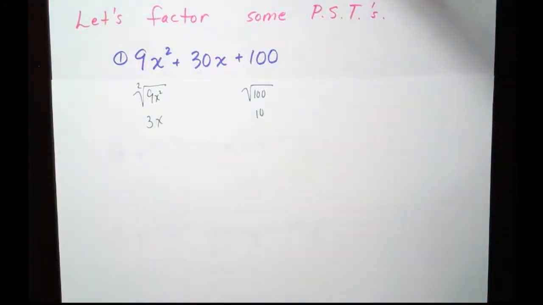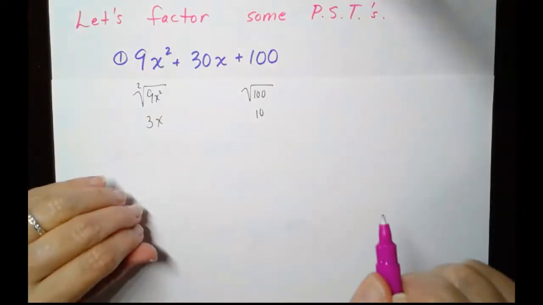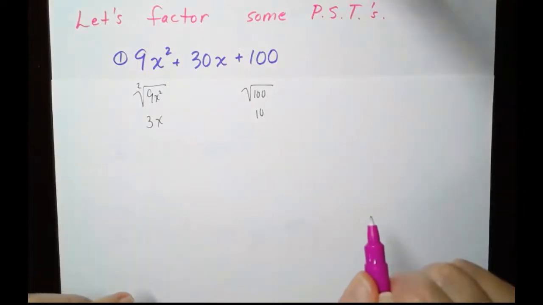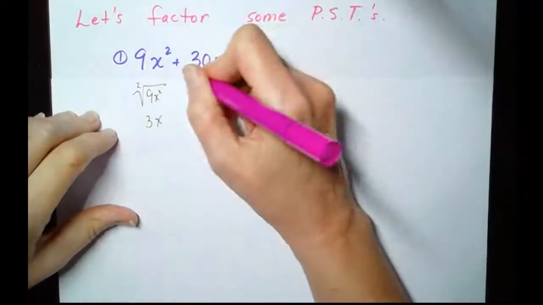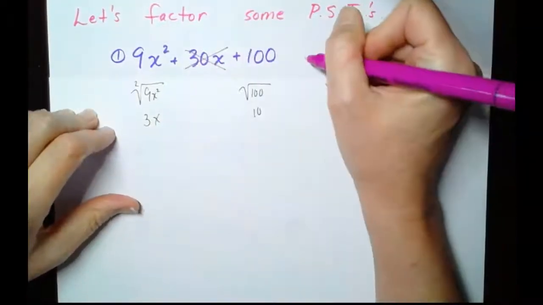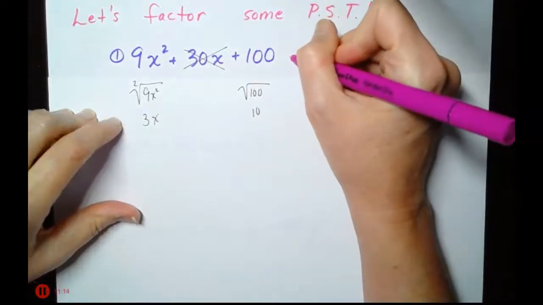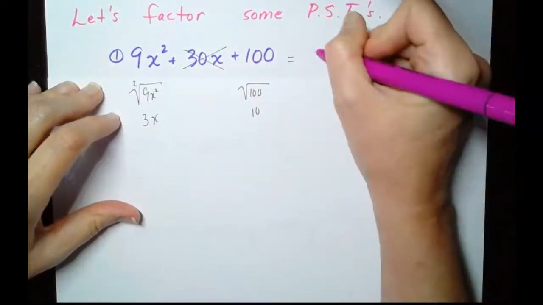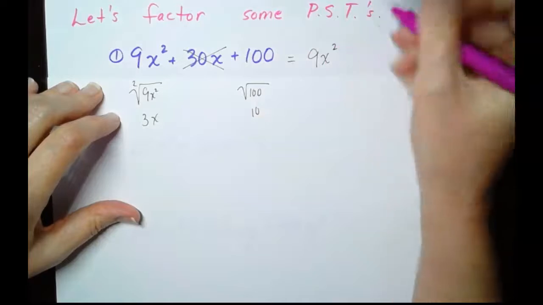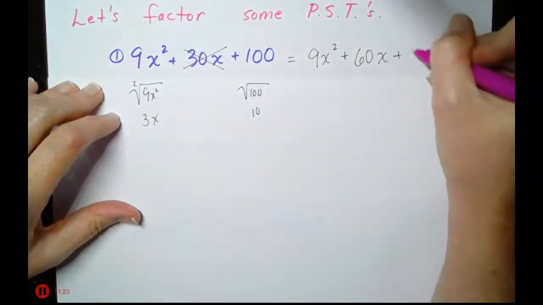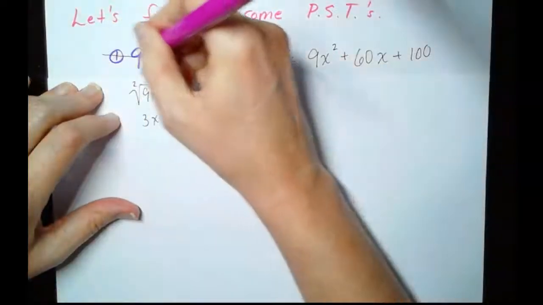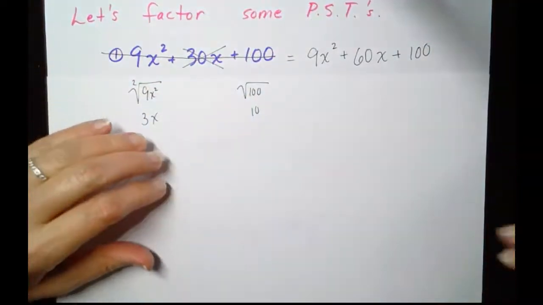But what is that middle term supposed to be? Is it supposed to be 30x? I think if it were a perfect square trinomial, it wouldn't be 30x, it would be 60x. So maybe we need to rewrite this trinomial, because maybe it's not a perfect square trinomial since it doesn't meet the characteristics. If it were, it would be 9x squared plus 60x plus 100. So let's try it again. Glad I made that mistake.